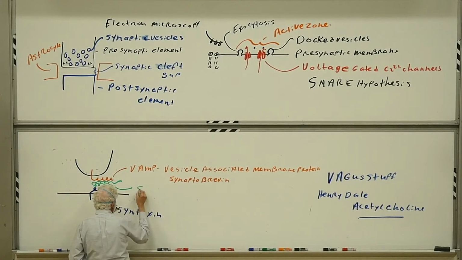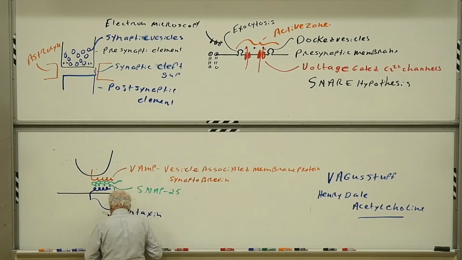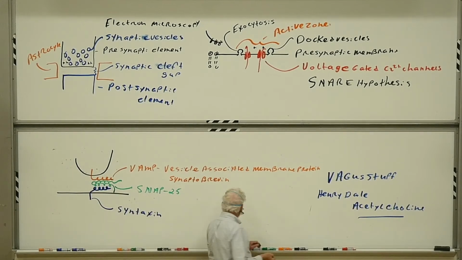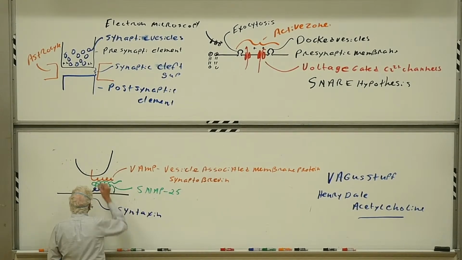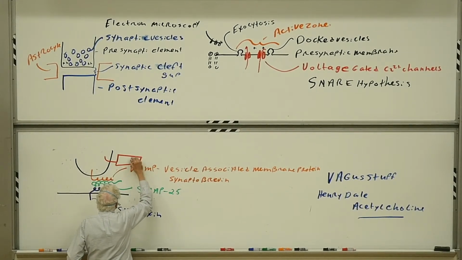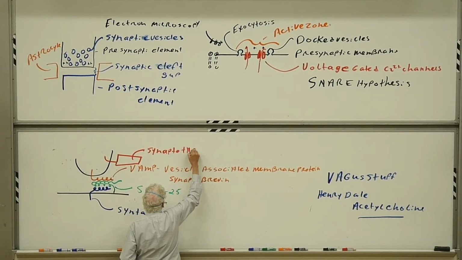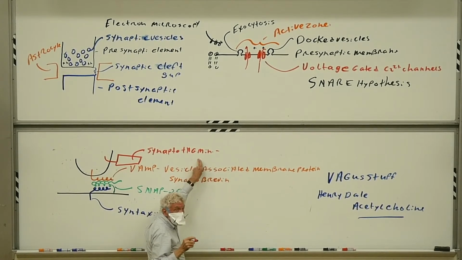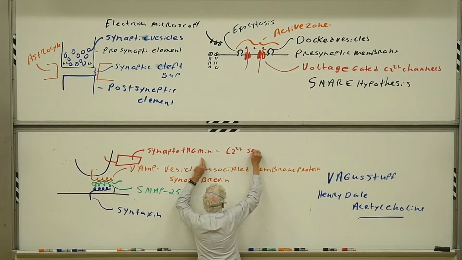And this one is called SNAP 25. Then finally, the fourth character in the story, I'll put this out here in red, is a transmembrane protein up here. I'm going to draw it like a tag. This is called synaptotagmin. Turns out that after years of study, we've discovered that synaptotagmin is the calcium sensor.